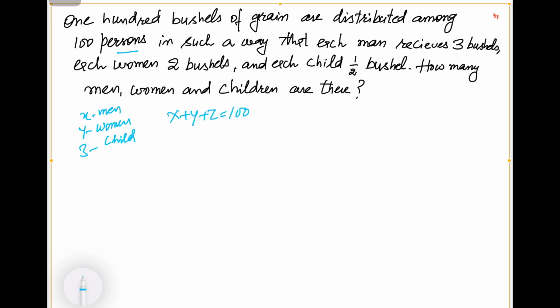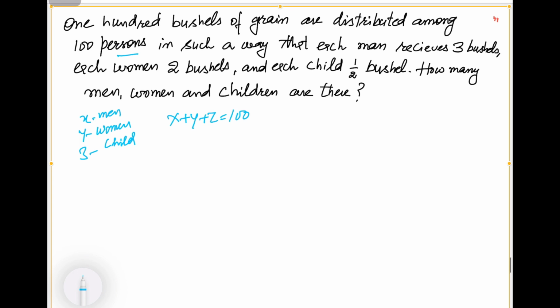In such a way that each man receives 3 bushels, each woman receives 2, and each child receives half. How many men, women and children are there? So a total of 100 are distributed among 100. So the second equation is 3x plus 2y plus half z is equal to 100. But the Diophantine equation we have learned is ax plus by equal to c.